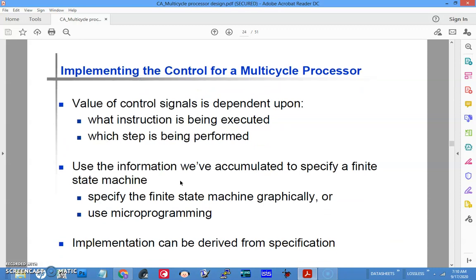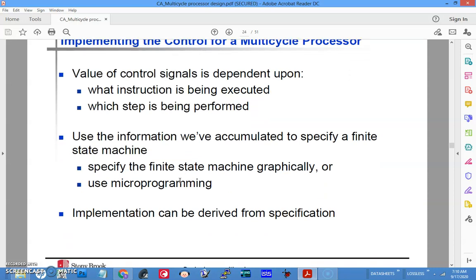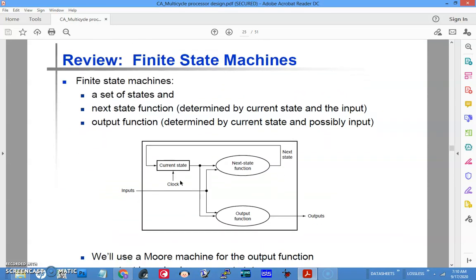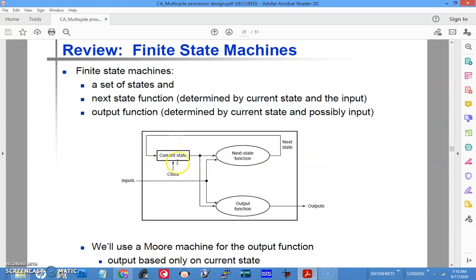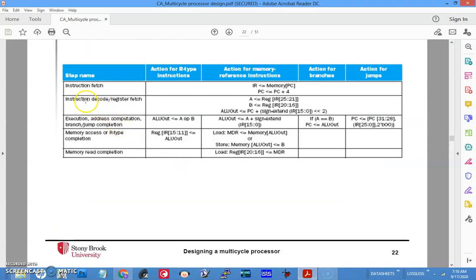Now the next question is, how are we going to implement the control? Coming back to the control, you can implement it as a finite state machine, that is, current state and next state. You can view the individual clock stages as states. If you are in instruction fetch and a clock cycle arrives, you go to the next state. What is the next state after instruction fetch? Go back and refer to the table. This is something which you must understand.